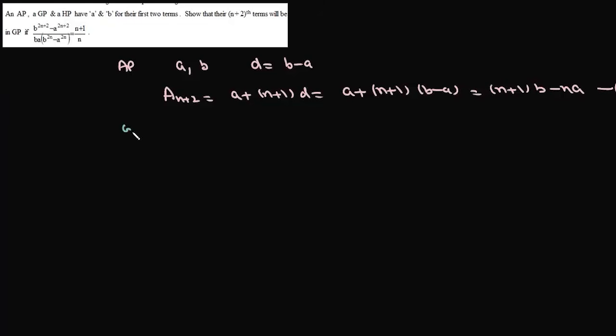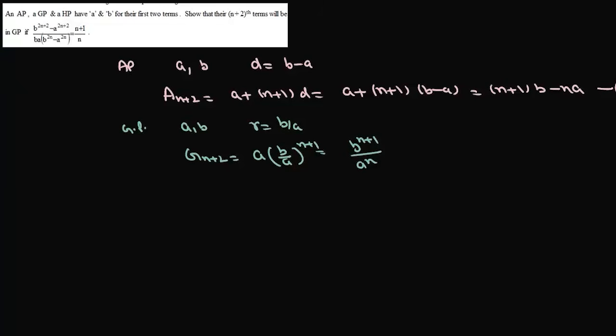Now for this GP, first two terms are again A and B. So in this case, common ratio is B by A. So its n plus 2th term will be A times R to the power n plus 1. So it will be B to the power n plus 1 upon A to the power n.